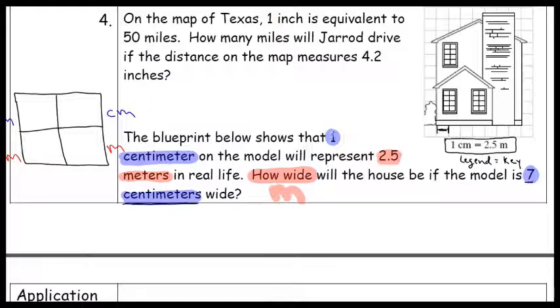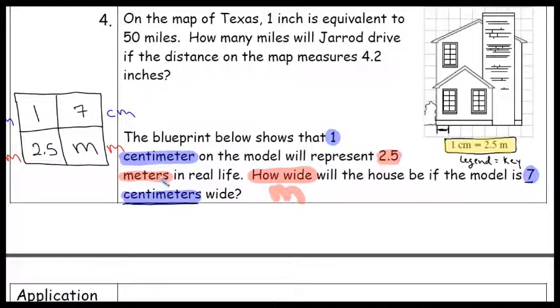1 centimeter is the same thing as 2.5 meters. That's what they tell me right here in this legend, if you can see that. So that's what I'm going to put: 1 centimeter is 2.5 meters. Now the next thing says I have 7 centimeters, so the 7 goes here with the centimeters. And they want to know how wide it actually is, so here's the M or the W or whatever letter you want to use.